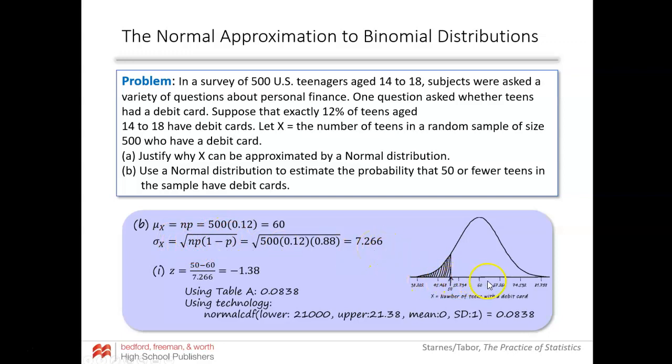We're going to draw our normal curve. This has to be shown even if you're using your calculator. And we're going to mark on our normal curve what we're interested in. So they want the probability that 50 or fewer. Remember, we're not doing a binomial CDF in this question. We're using the normal distribution to approximate it.